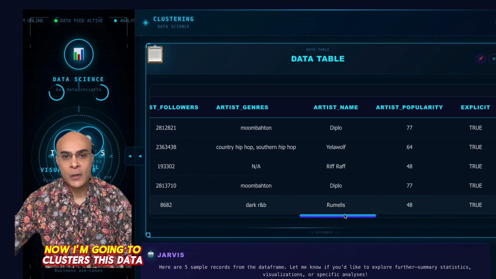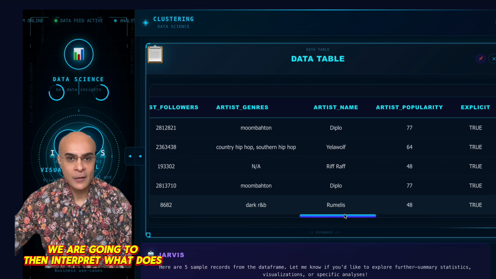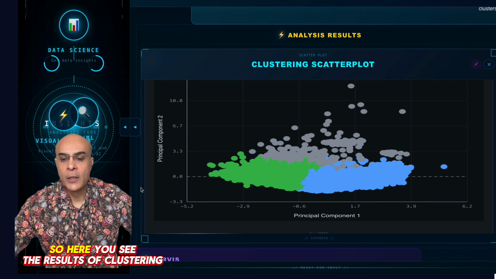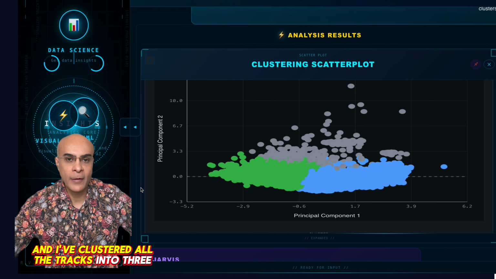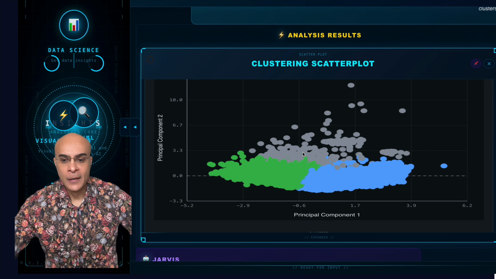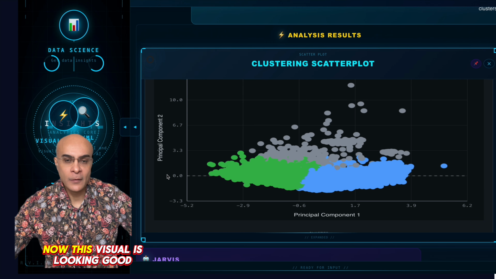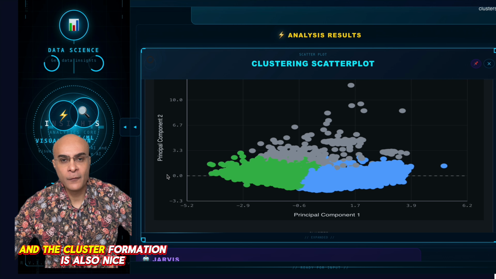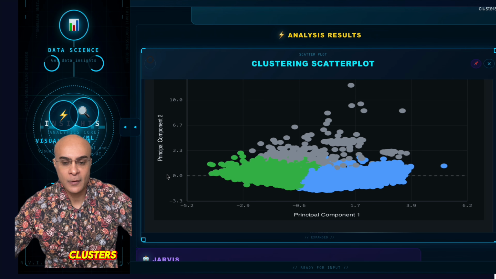Now I'm going to cluster this data. We are going to then interpret what these clusters mean. So here you see the results of clustering, and I've clustered all the tracks into 3 clusters: the green cluster, the brown cluster, as well as the blue cluster. Now this visual is looking good and the cluster formation is also nice. You can easily see the separation between different clusters.